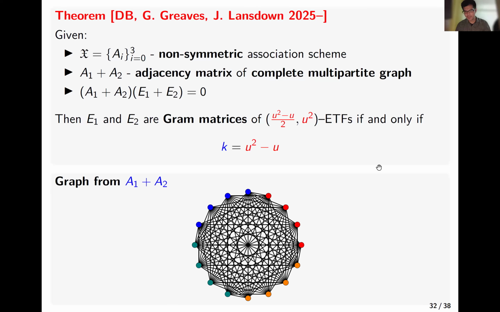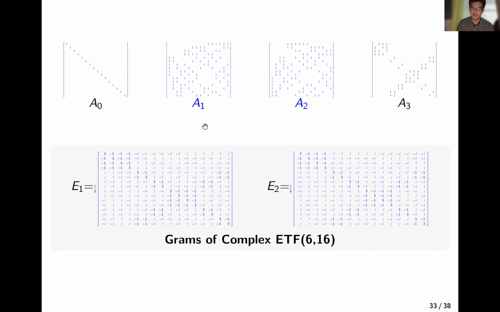Put in a different way that may be slightly easier to digest, there are certain kinds of graphs, which are called complete multipartite graphs with certain parameters, where if I take its adjacency matrix over here, I can split it into 2 parts. And this will give me an association scheme that produces gram matrices of complex equiangular tight frames. And these 2 come in pairs that are complex conjugates of each other.